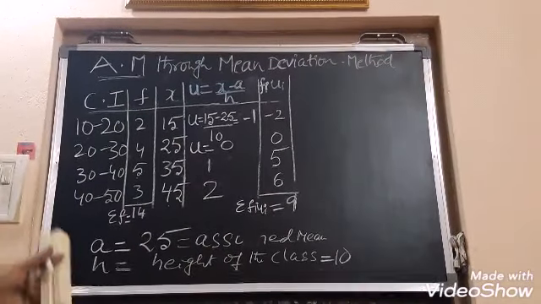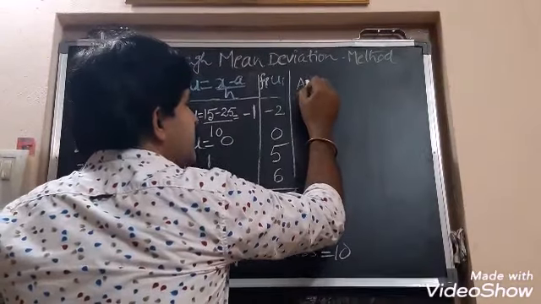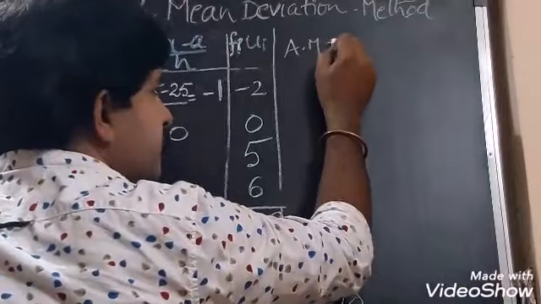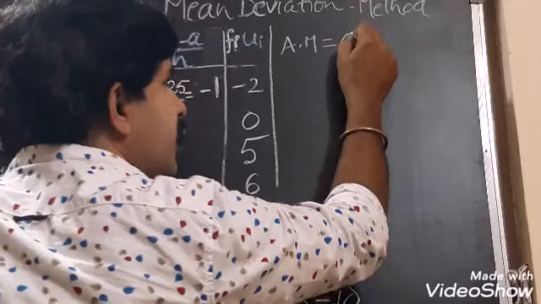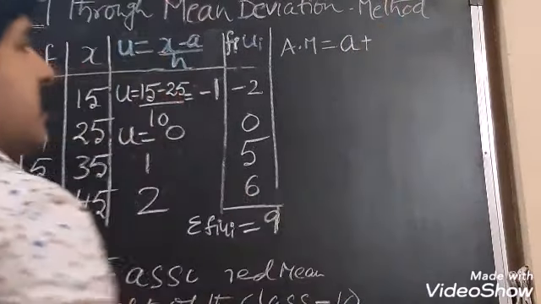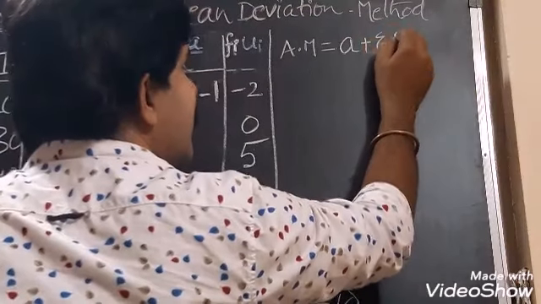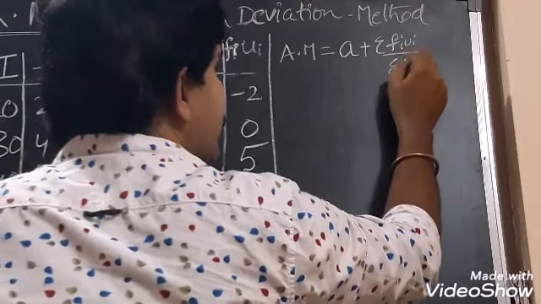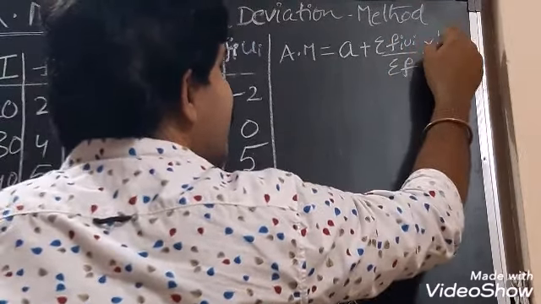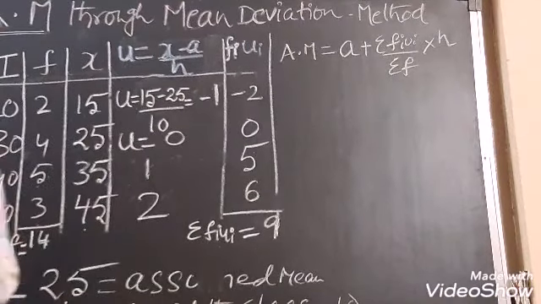Now, what is the formula for AM that we will write here? AM is equal to the assumed value, A, plus sigma Fi ui by sigma f, multiplied by h. Isn't it? Now, this is the formula for AM in the mean deviation method.